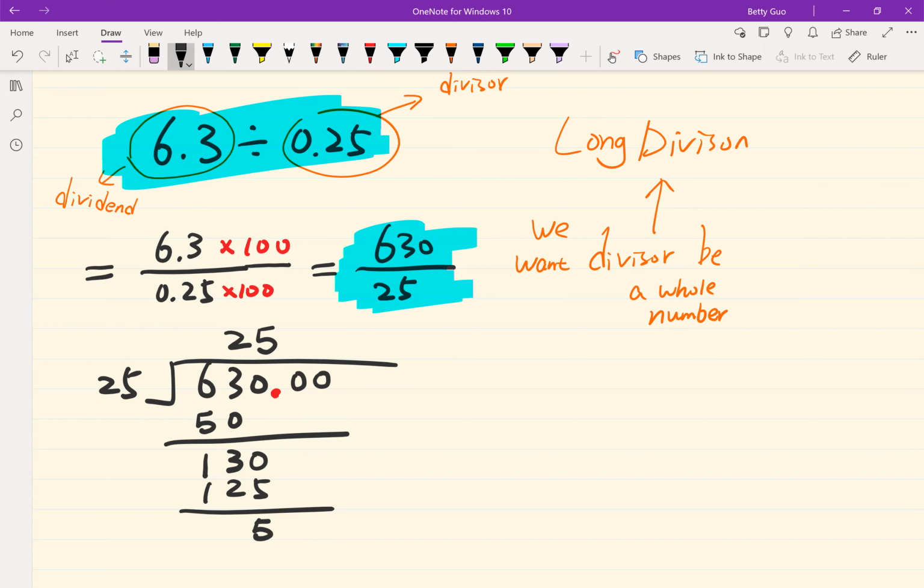You can bring down this 0. You can bring it down, and you will have 50 here.